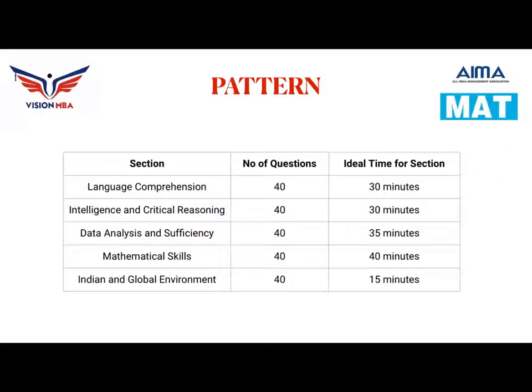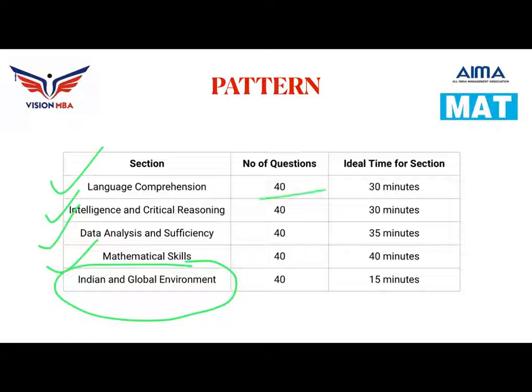Now, guys, as you can see, this examination is divided into five parts: language comprehension, commonly known as verbal; intelligence and critical reasoning, also known as verbal reasoning; data analysis and sufficiency, DI; mathematical skills, quant; and Indian and global environment. The moment people see this part, they start getting goosebumps. Basically, guys, this is nothing but a GK section, and as you can see, there are 40 questions for each section.